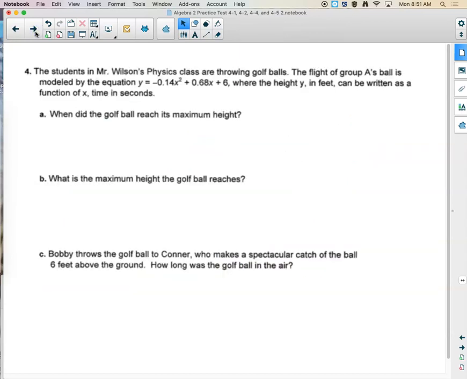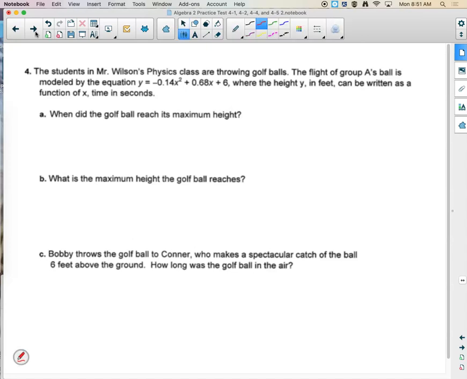Alrighty, the students in Mr. Wilson's physics class are throwing golf balls. Oh, of course they are. The flight of group A's ball is modeled by the equation y equals negative 0.14x squared plus 0.68x plus 6, where the height y in feet can be written as a function of x, time in seconds. Oh, goodness.